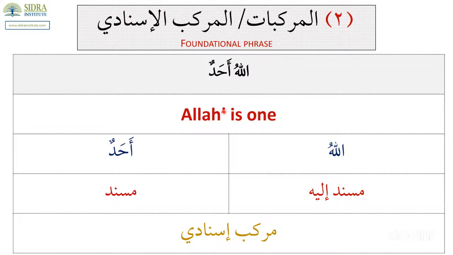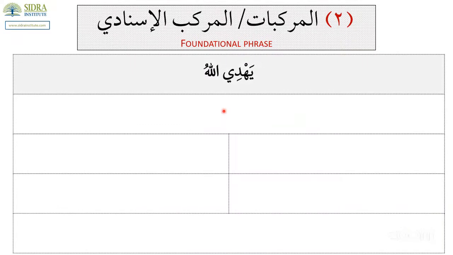Bit of a mistake in the translation, the apostrophe should not be there. Okay, so Allah is one. Because we have Jumla Ismiya and Jumla Fi'liya, there are two possibilities when it comes to Murakkabun Isnadiyun. We can have the verb first, as is the case here, or we can have the noun, which was the case in the previous slide.